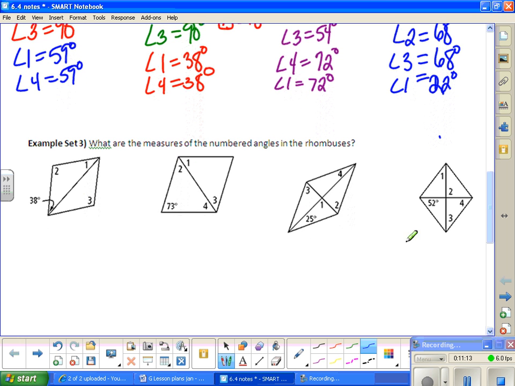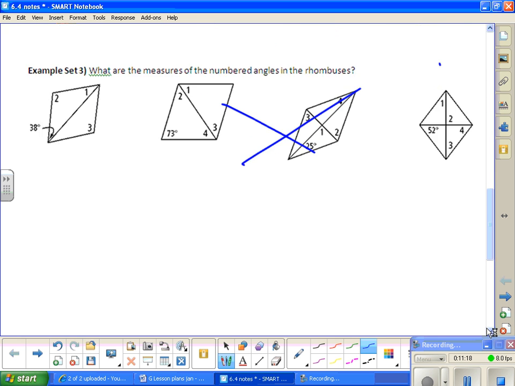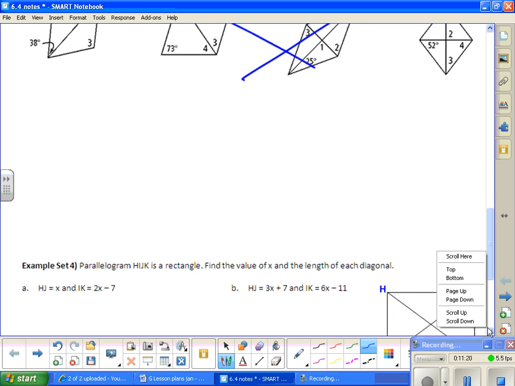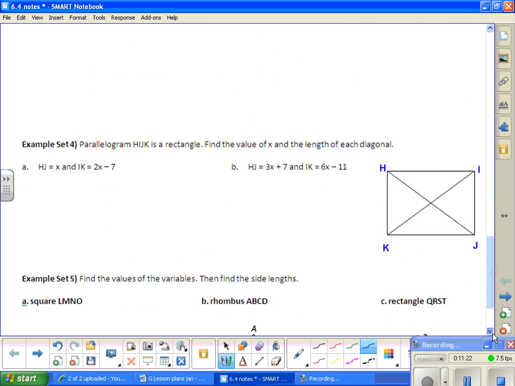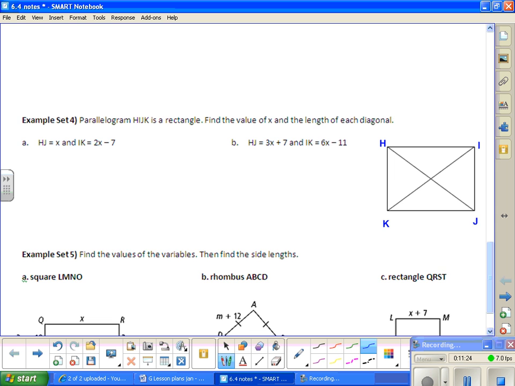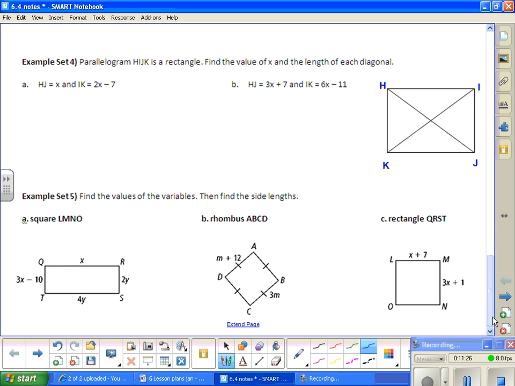I'm going to go ahead and skip these. It's the same exact thing that we just did. And we're going to go ahead and move on to sample set 4. I don't believe I labeled your rectangle here, so you're going to label it H-I-J-K.